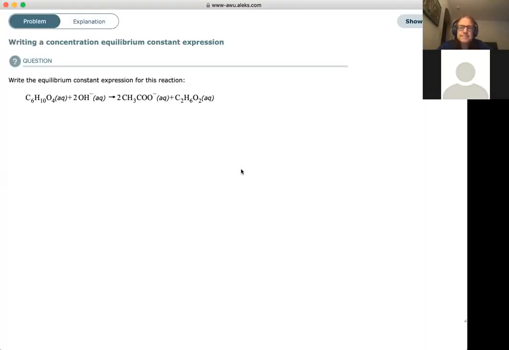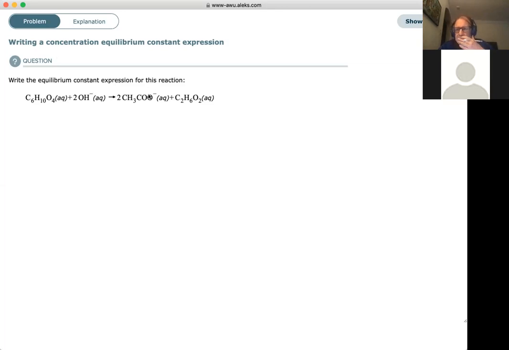Okay, so the first one here is writing a concentration equilibrium constant expression. Well, that's an interesting title. But remember, concentration, that's the little c. Equilibrium constant, that's the big K, uppercase K. Expression is just what it's equal to. Write the equilibrium constant expression for this reaction.